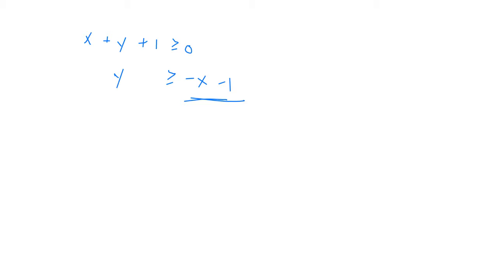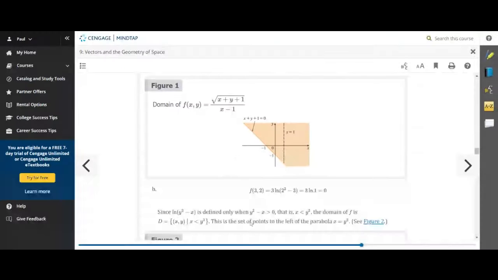So if we go back to the picture here, there's that boundary line, y equals negative x minus 1. It's x plus y plus 1 equals 0. It's the same as y equals negative x minus 1. So that's a line passing through the y-intercept of negative 1 with slope negative 1. And all the points above it are going to be in the domain.